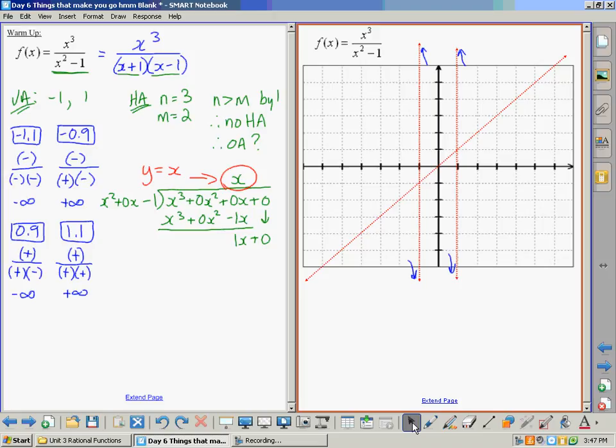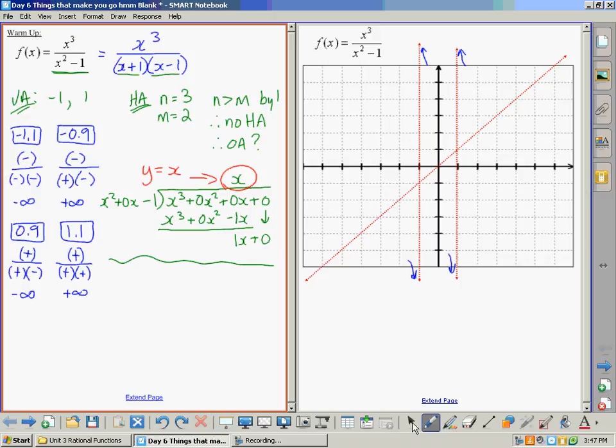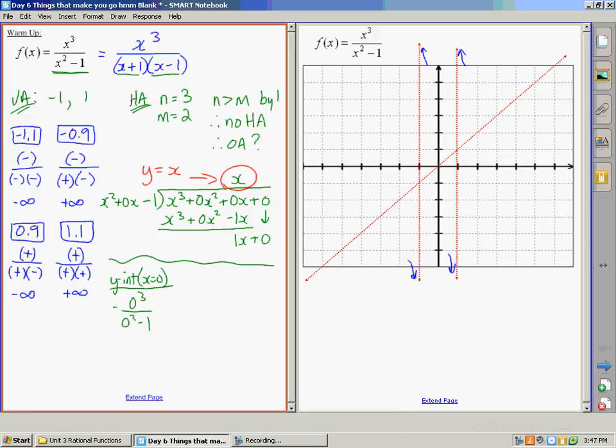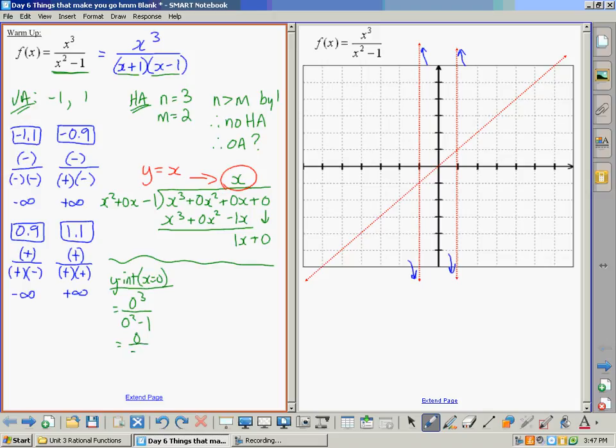So we can do a little bit more, though. We've got our vertical and horizontal asymptotes. We can do the y-intercept, which is when x equals 0. This is the math that's really easy. I'm going to plug it into the original. So it's 0 cubed over 0 squared minus 1. That's 0 over negative 1, which of course is just 0. So there is a y-intercept at 0.